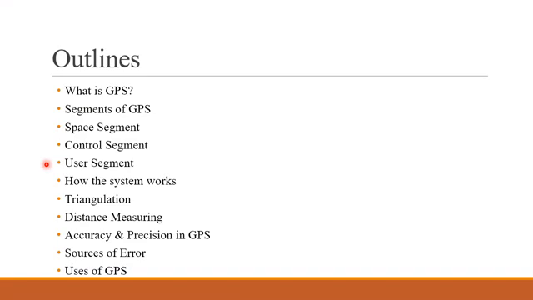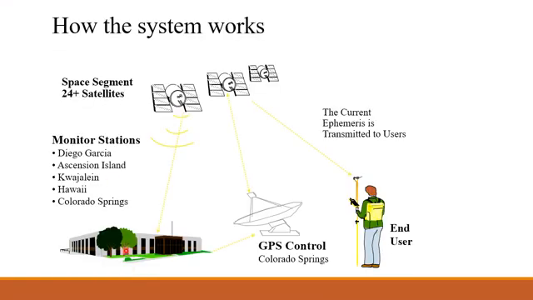Today we will cover how the GPS works, the triangulation or trilateration method. We call it the trilateration method because triangulation works on angles, while trilateration does not work on angles. So we will cover the trilateration method, distance measuring, accuracy and precision in GPS, sources of error in GPS and uses of GPS, that is, when we use a GPS receiver or device.